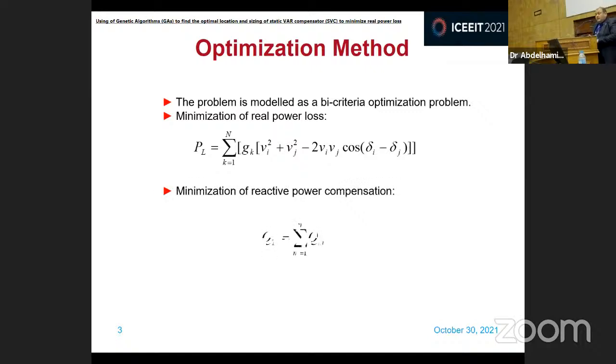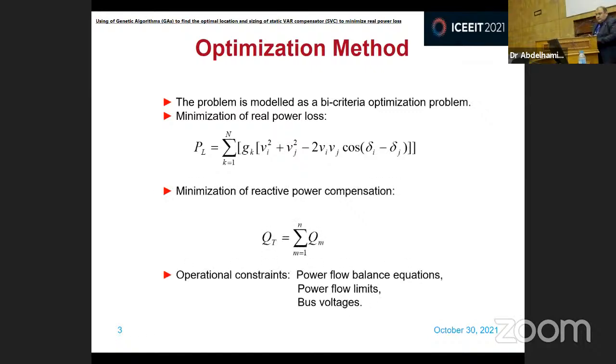Here we can speak about the optimization method. The problem is modeled as a bi-criteria optimization problem. The first objective is minimization of real power losses, and here we can see the equation to compute the real power losses. The second objective function is minimization of reactive power compensation, and we can see the equation. Our operational constraints are the power flow balance equations, power flow limits, and bus voltages.